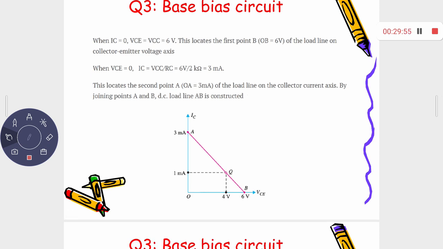How to draw the DC load line? You have calculated this DC Q, I think. This is, you know, 6 volt. This is 1 point over there. And another point is VCC upon RC. RC is how much? 2 kilo, so 3 milliampere, 6 volt by 2 kilo, 3 milliampere. So once you get these two points, just connect them. You're getting the DC load line. Q point is obviously lying on this DC load line. Although it's not a very good design, 3 milliampere and it is 1 milliampere, you should expect it to be close to 1.5. It's not a good design anyway, but still.